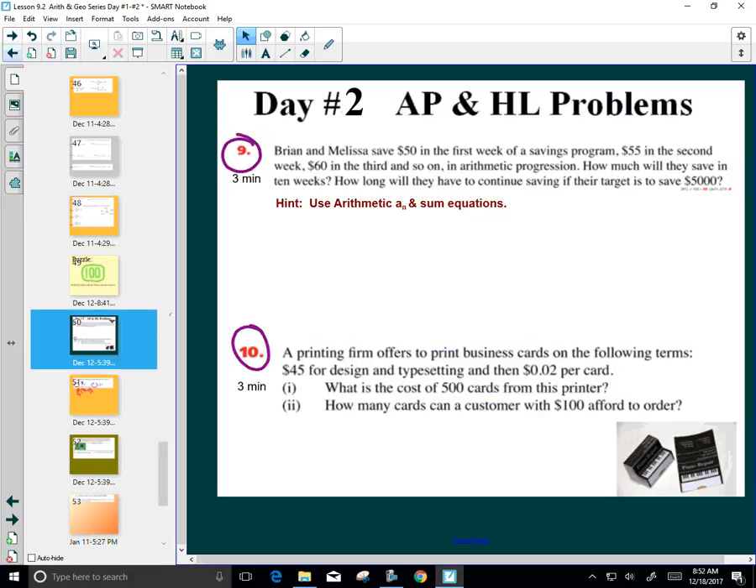Fantastic. Then tomorrow we'll work on word problems with these all day, and then we'll probably start infinite series a little bit tomorrow, and then we'll finish it on Wednesday, and we'll probably have a quiz either Wednesday or Thursday. We should be good for the week.